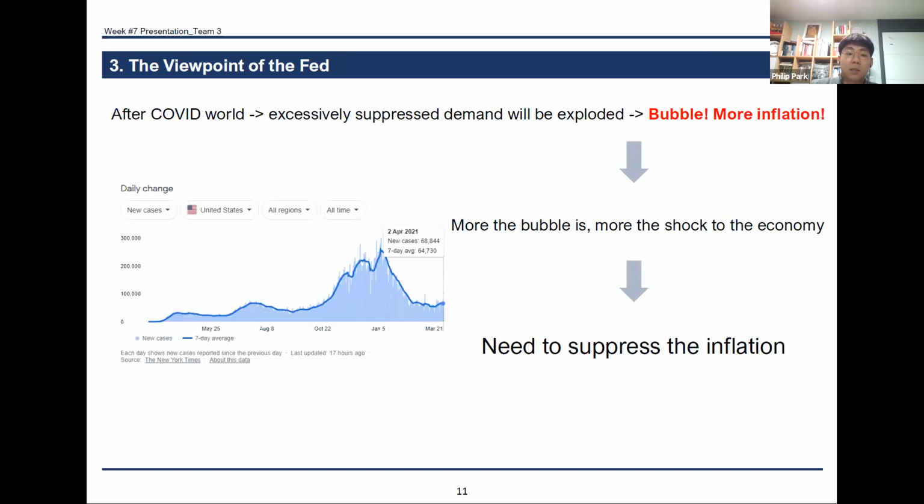However, as you can see in this graph, the number of people infected by COVID has been decreasing now, and we have to prepare for the after-COVID world since excessively suppressed demand will explode. And this will cause more inflation and bubbles in the economy as well. But the bigger the bubble is, the greater the shock to the economy after the bubble disappears. So the Fed needs to suppress the inflation to avoid the crisis due to huge inflation.